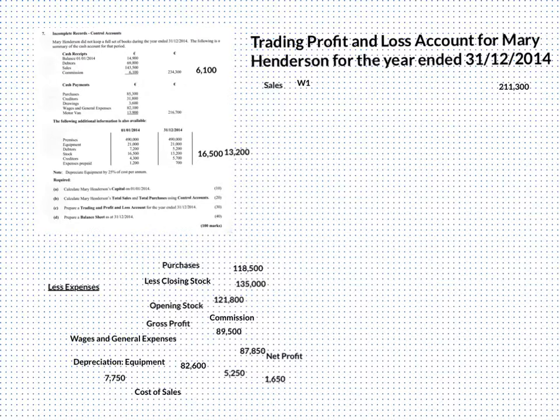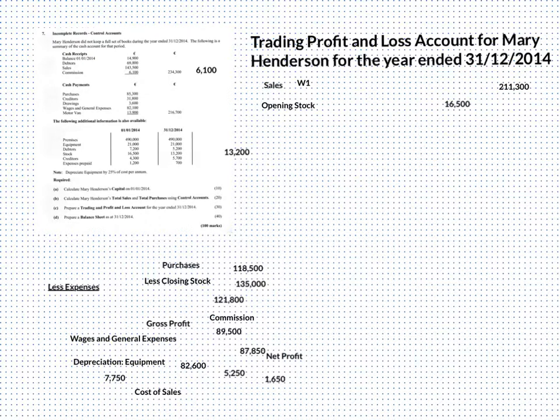The next figure in the trading account then we need to take is opening stock. So we have our opening stock of 16,500, which we can see here. We go to stock, 16,500 on the first of first. So I'll take that 16,500 and move that into our middle column.